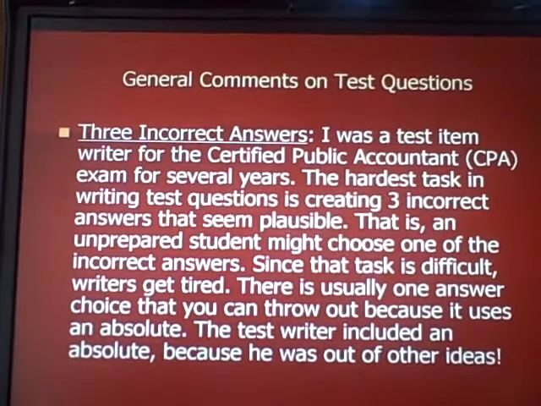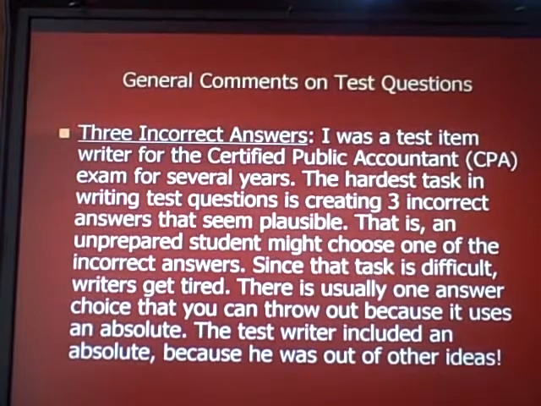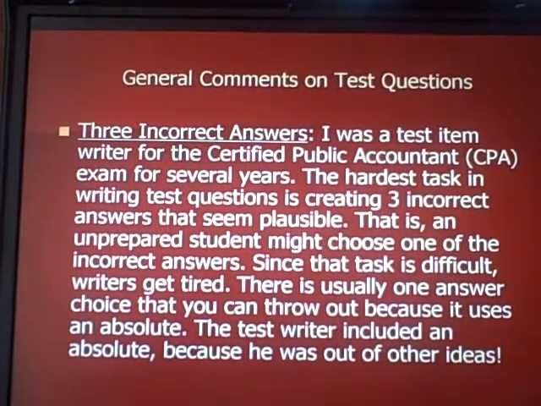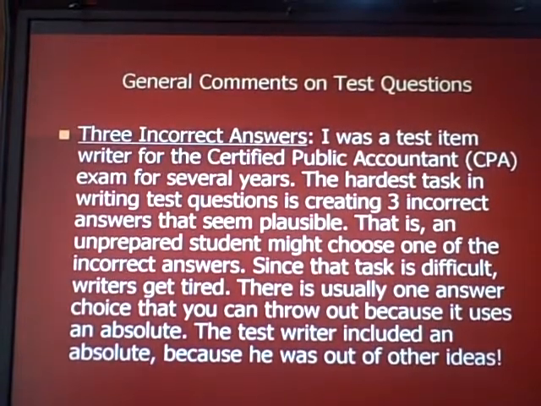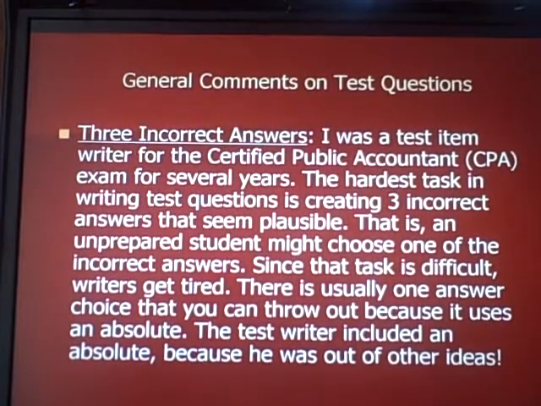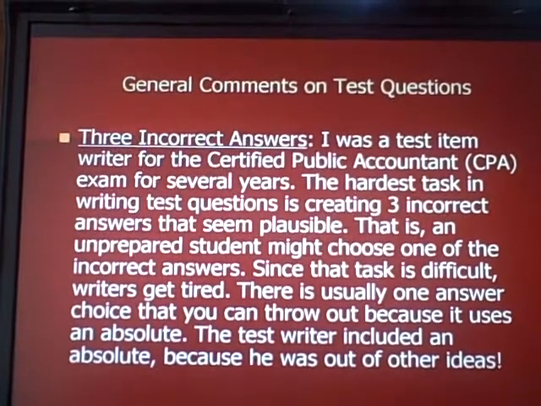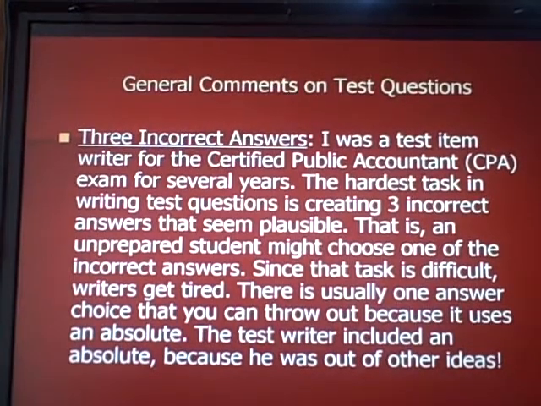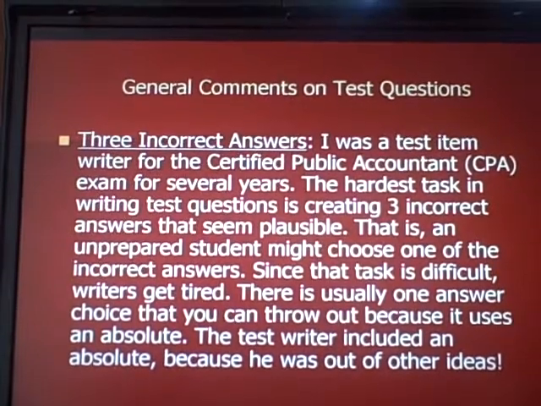General comments. I was a test item writer for the CPA exam for several years, and the hardest task if you're writing questions is creating 3 incorrect answers that still seem believable or plausible. That is, when an unprepared student might choose one of the incorrect answers. Since this task is difficult, and we're all human, the writers get tired. There is usually one answer choice that you can throw out because it uses an absolute, which I'll define in a minute. The test writer included an absolute because he was out of other ideas. He ran out of gas. He didn't have any other ideas when writing answer choices.